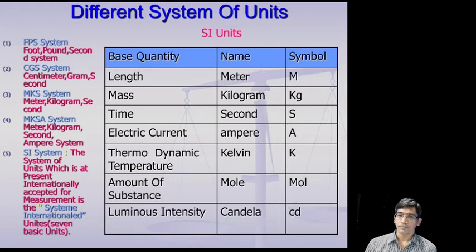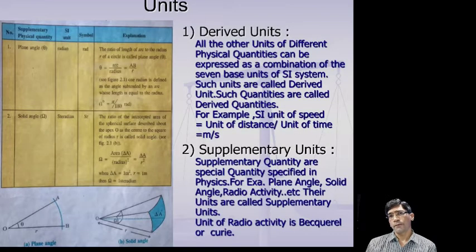Then we take the definition of the derived unit. All the other units of different physical quantities can be expressed as a combination of the 7 base units of the SI system. Such units are called derived units.